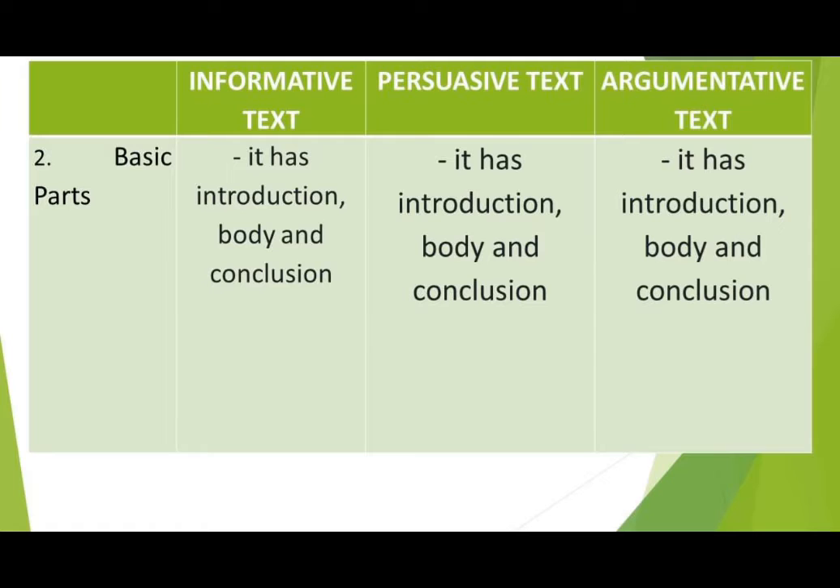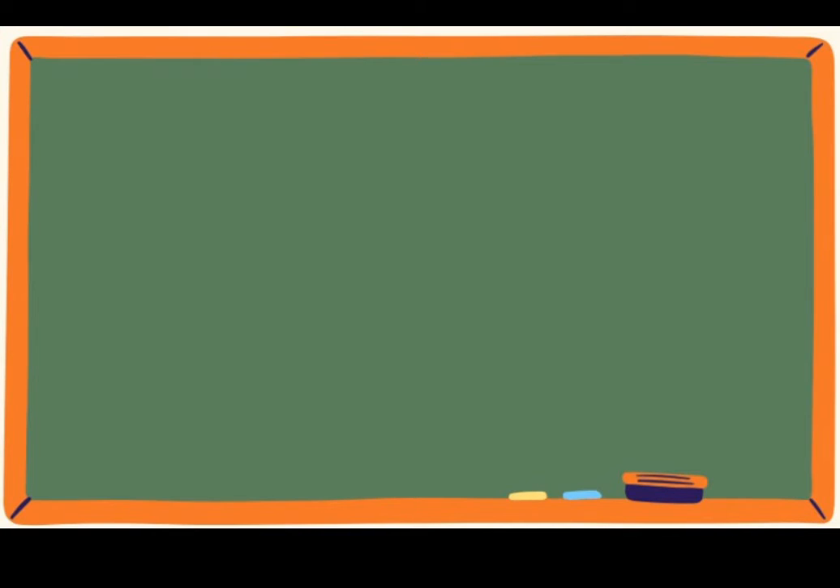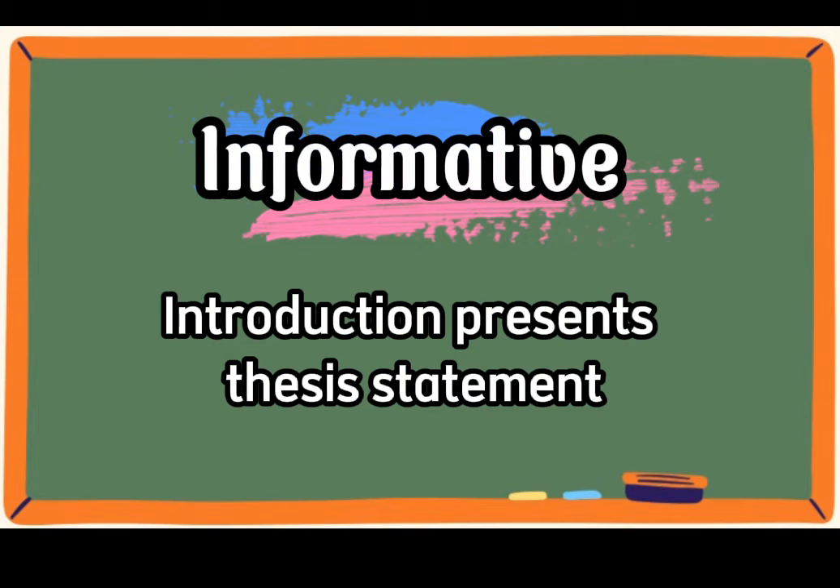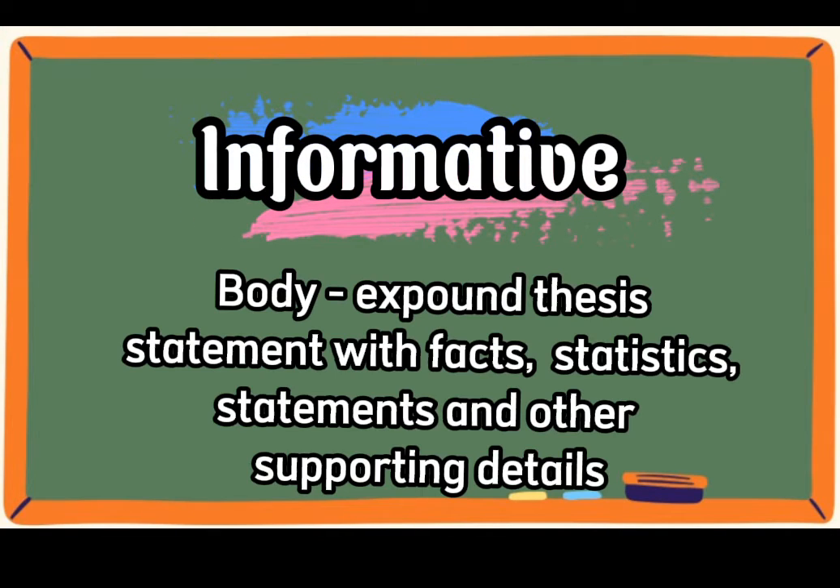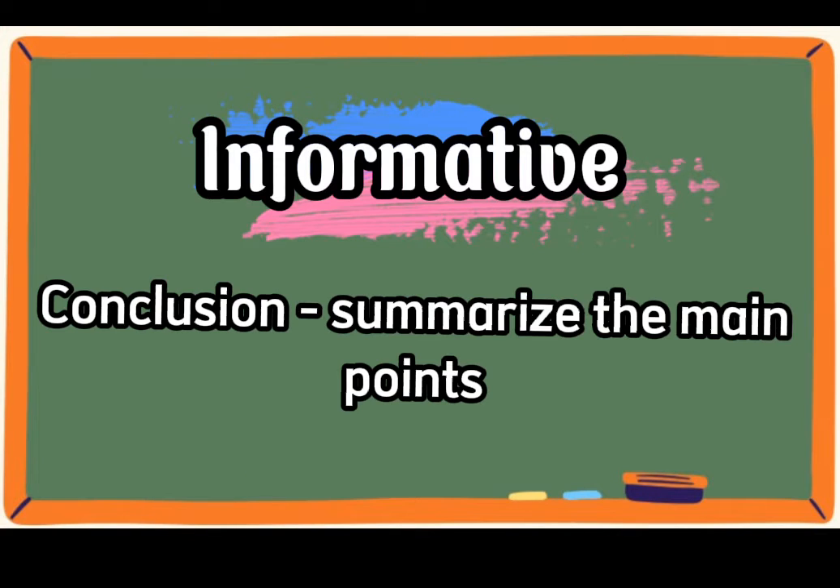Number 2 is on basic parts. When it comes to basic parts, informative text, persuasive text, and argumentative text have introduction, body, and conclusion. In informative text, the introduction presents thesis statement. In the body, you need to expound the thesis statement with facts, statistics, statements, and other supporting details. And in the conclusion, you should summarize the main points or restate thesis statement.